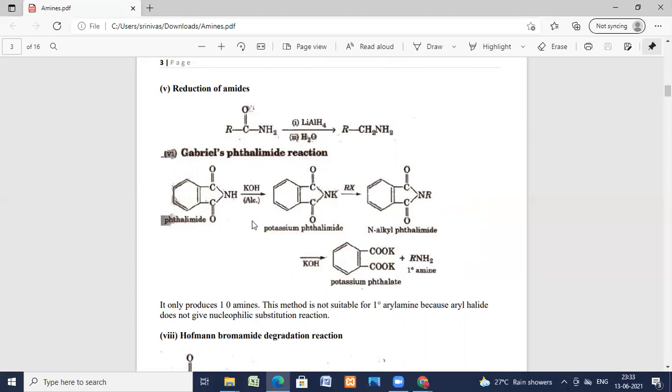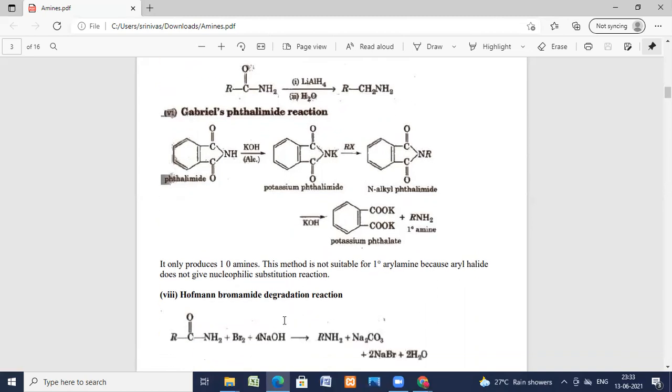So phthalimide on reaction with KOH gives potassium phthalimide. This one on reaction with alkyl halide gives N-alkyl phthalimide. And this one on hydrolysis gives phthalic acid and primary amine. It produces primary amines, and this method is suitable only for primary aliphatic amines because aryl halides do not give the nucleophilic substitution reaction.